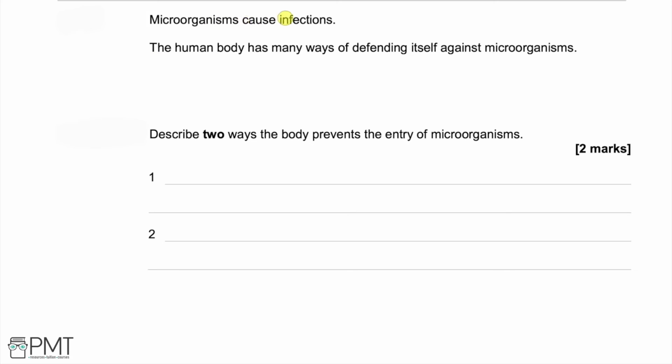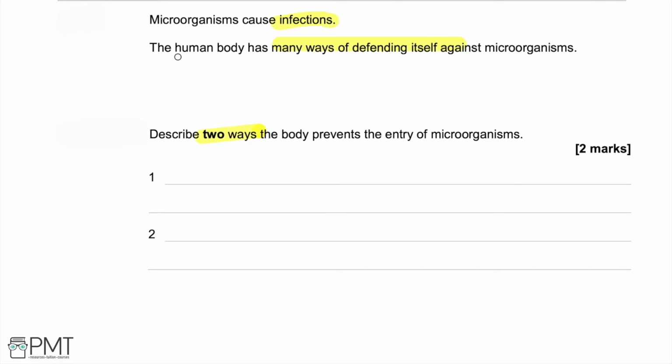Microorganisms cause infections. The human body has many ways of defending itself against microorganisms. Describe 2 ways in which the body prevents the entry of microorganisms. So to prevent the entry, we're talking about primary barriers. So defense mechanisms the body has on the surface of the body.